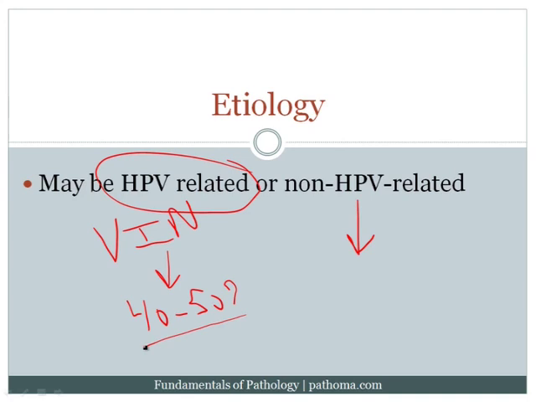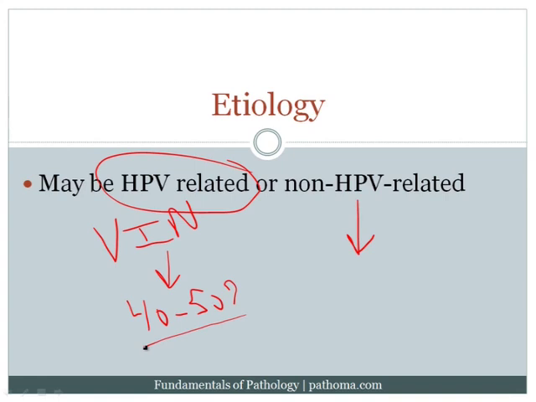So again, what's the summary? It's that vulvar carcinoma has two pathways. Pathway A, HPV related, which results in dysplasia, and then subsequently results in cancer. And then there's the non-HPV related, which arises from lichen sclerosus.